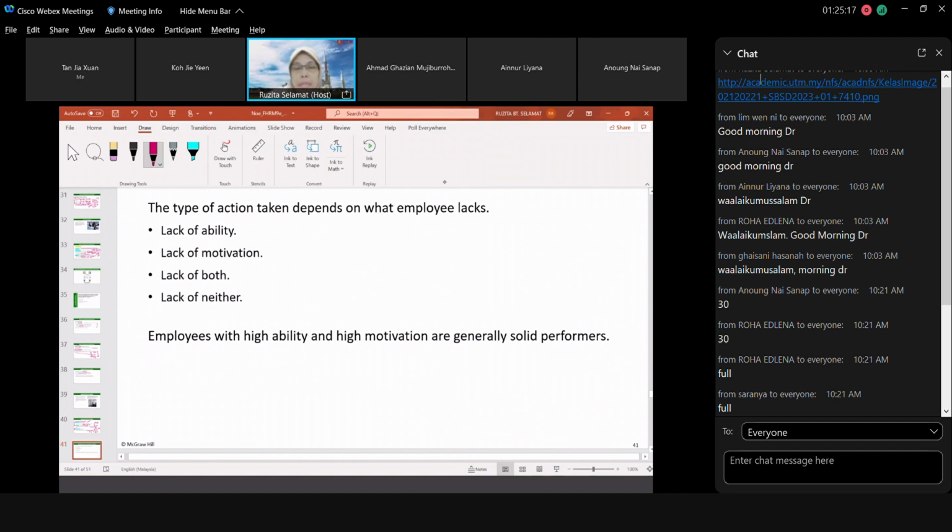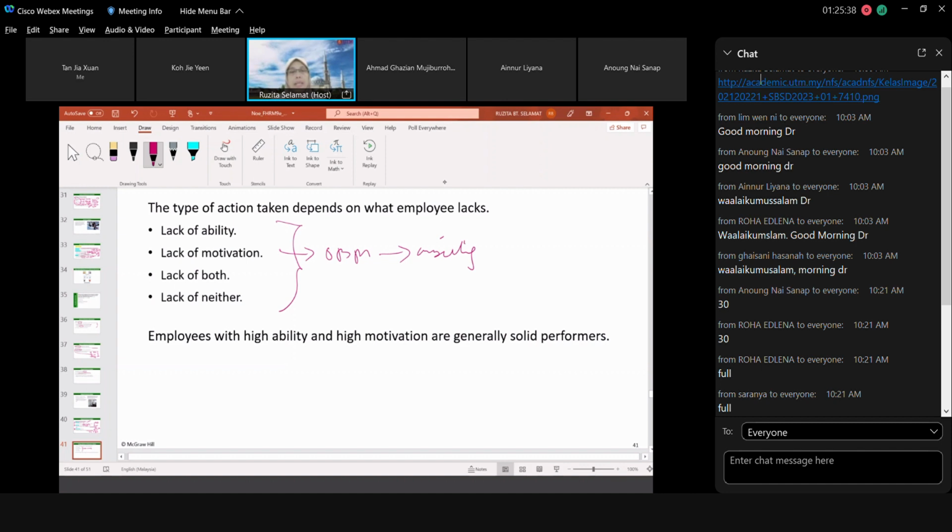So apa dia punya action tu bergantunglah apa masalah pekerja. Kurang ability, kita boleh hantar pergi training. Kurang motivation, kita boleh buatlah macam tadi kita katakan, OBM. Modify dia punya behavior, hantar dia pergi counselling. That's mungkin the last resort lah.